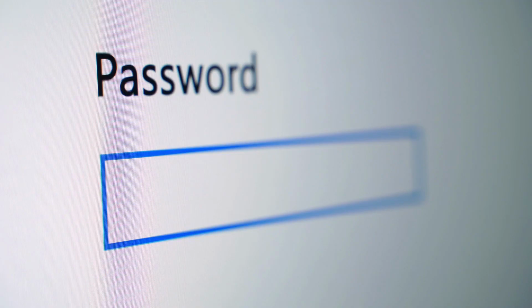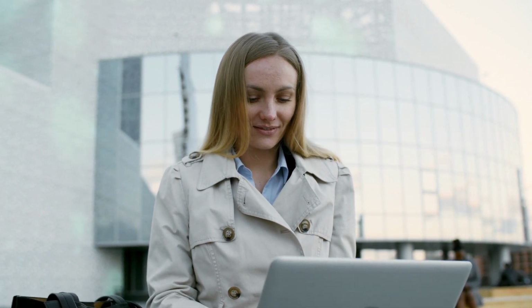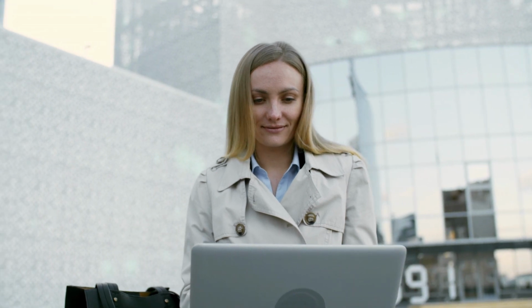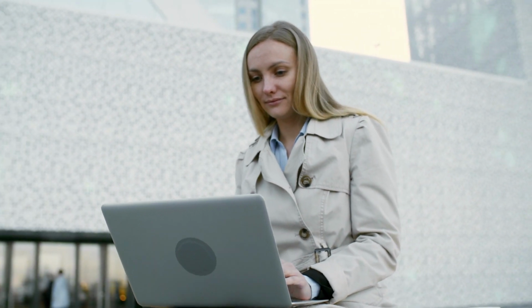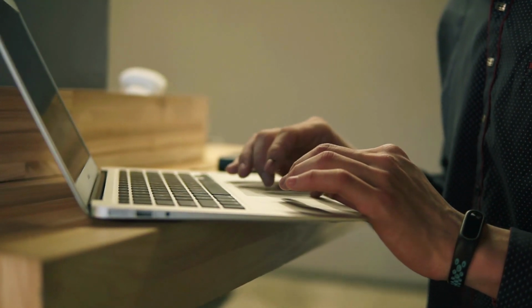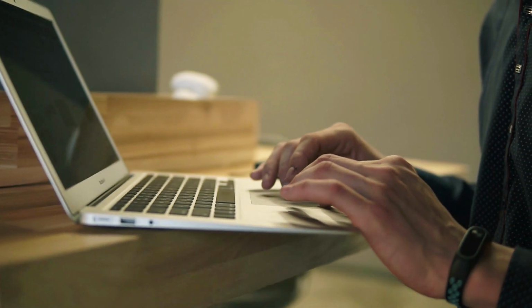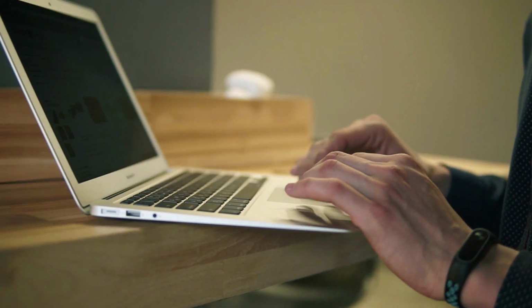Number 1. Strong passwords. Let's start with one of the foundational pillars of cybersecurity, creating strong passwords. Many people unknowingly use easily guessable passwords, leaving their accounts vulnerable. To protect yourself, follow these tips when creating passwords. 1. Combine uppercase and lowercase letters, numbers, and symbols to create a complex password. 2. Avoid common words or personal information that can be easily guessed.